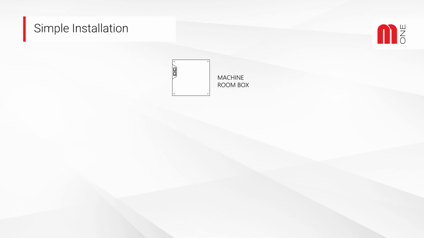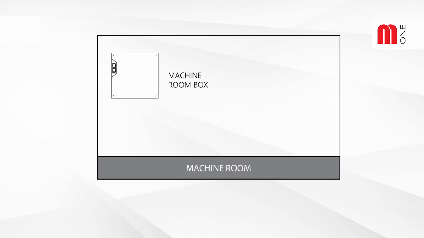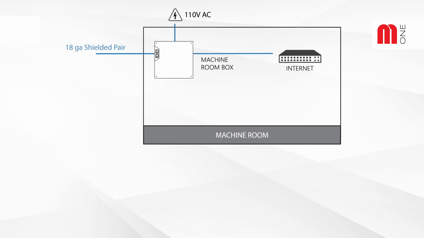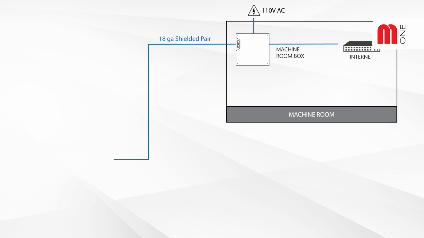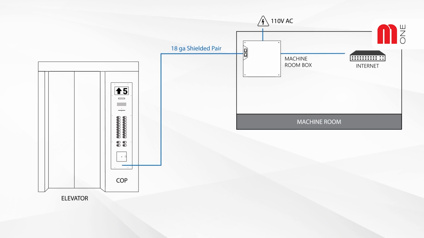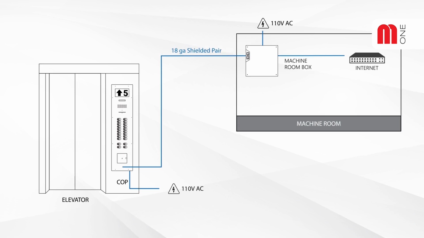The machine room box gets installed in the machine room or hoistway. Connected to this box is internet, 120V power, and 18-gauge twisted shielded pair running to each elevator. In the COP, the 18-gauge TSP from the machine room box lands on a terminal block with 120V power.